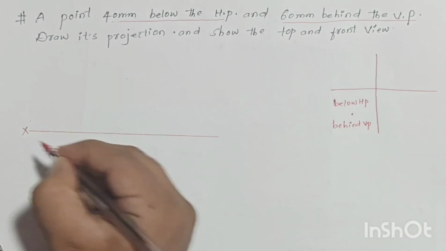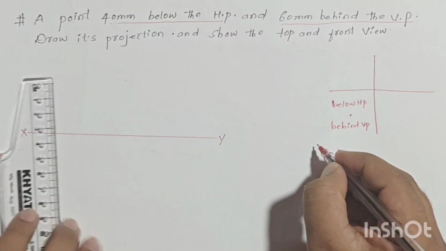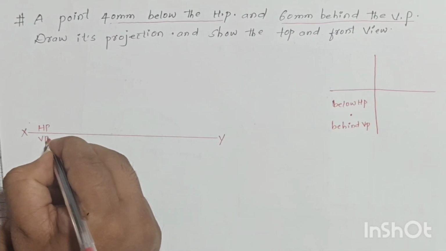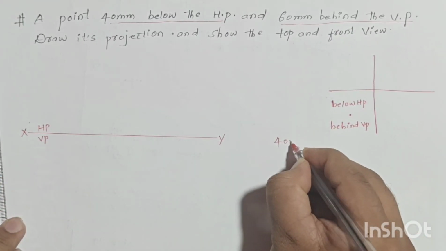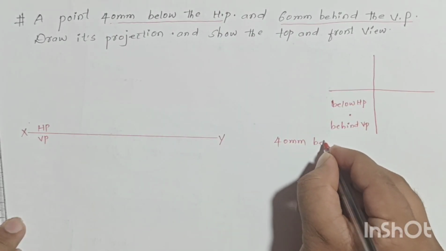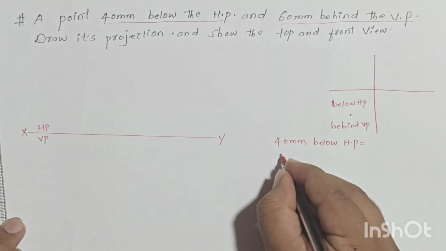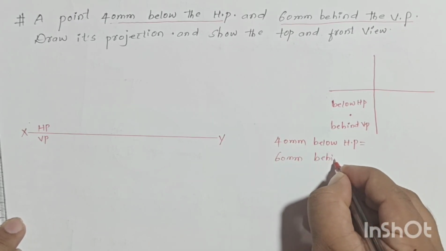Represent X and Y. Here we have to write down the formula HP by VP. 40 mm below the HP and 60 mm behind the VP.